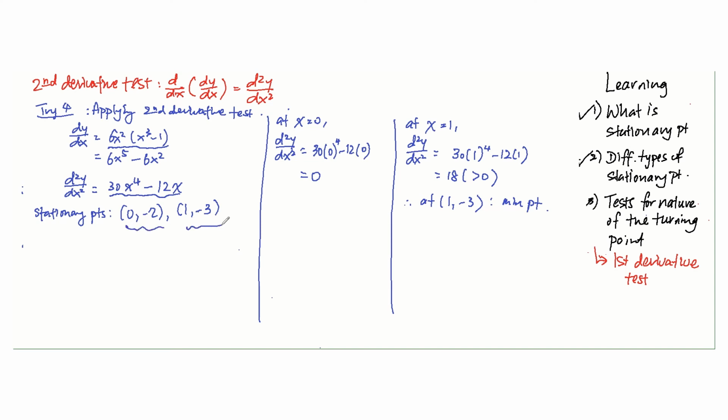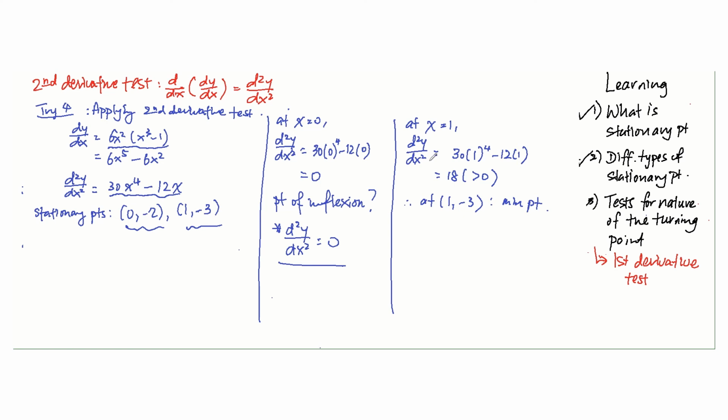So based on our earlier attempt, our stationary points are (0, -2) and (1, -3). At x equals 0, if I sub into my d2y over dx squared, I will get 0. Now at this juncture, some of you may be quick to guess that it's a point of inflection. Well, in fact, I found earlier, yes, indeed, using the first derivative test, it is a point of inflection, but more on this in a while. I'm going to talk more about this later, but let's move on to x equals 1.